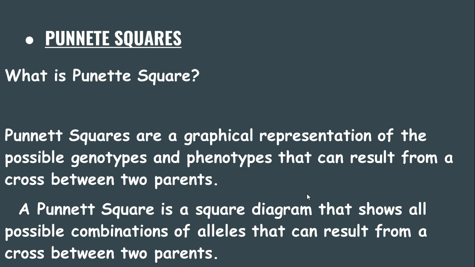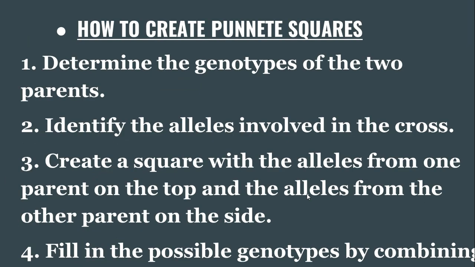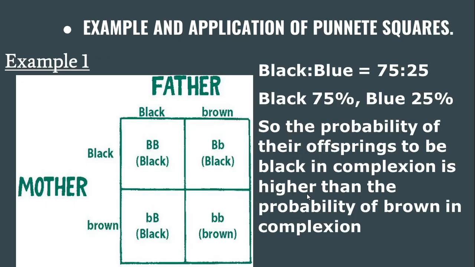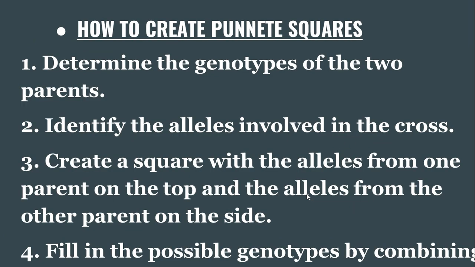So how do we create a Punnett square? Though we will still go through some examples, let's know this first. One, we have to determine the genotypes of the two parents. Two, we have to identify the alleles involved in the cross. Three, we have to create a square with the alleles from one parent on the top and the alleles from the other parent on the side. Four, we have to fill in the possible genotypes by combining the alleles from each parent. So this is how to create Punnett squares.